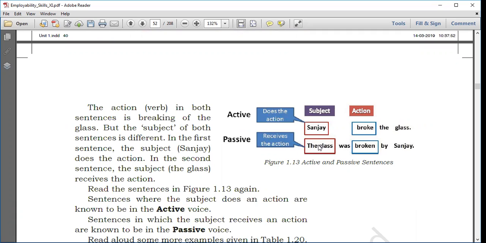ग्लास के ऊपर हो रहा है. तो ये ग्लास जो है एक्शन रिसीव कर रहा है. If the subject is receiving action, we'll say that the sentence is in passive voice. And if the subject is doing the action, then we'll say that sentence is in active voice. Right? So Sanjay broke the glass is in active voice. The glass was broken by Sanjay is in passive voice.